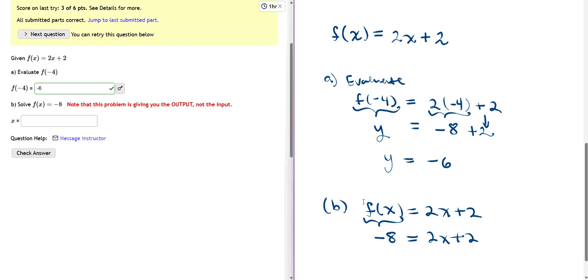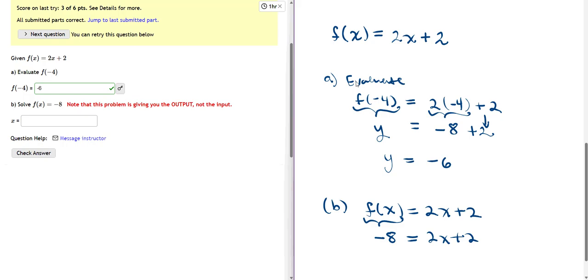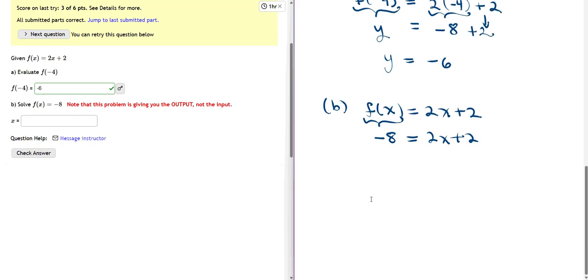And that's why the directions are a little different for that part. Notice that for part A, it just said evaluate because all you're doing is plugging in the x value and then doing the mathematical operations to simplify. But for part B, notice that the directions say solve because once you replace the f of x notation with -8, the next step is to solve for x. So that's what we're doing next here.